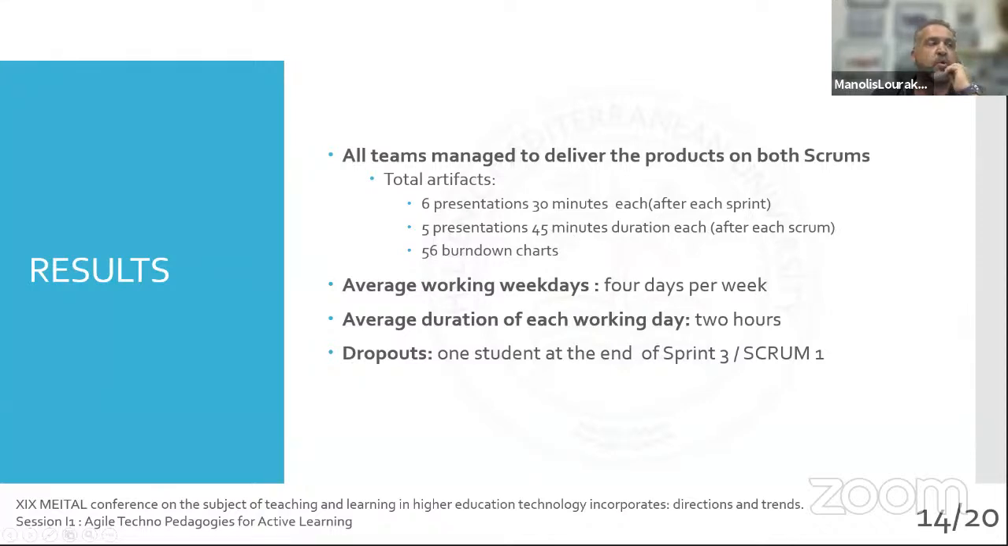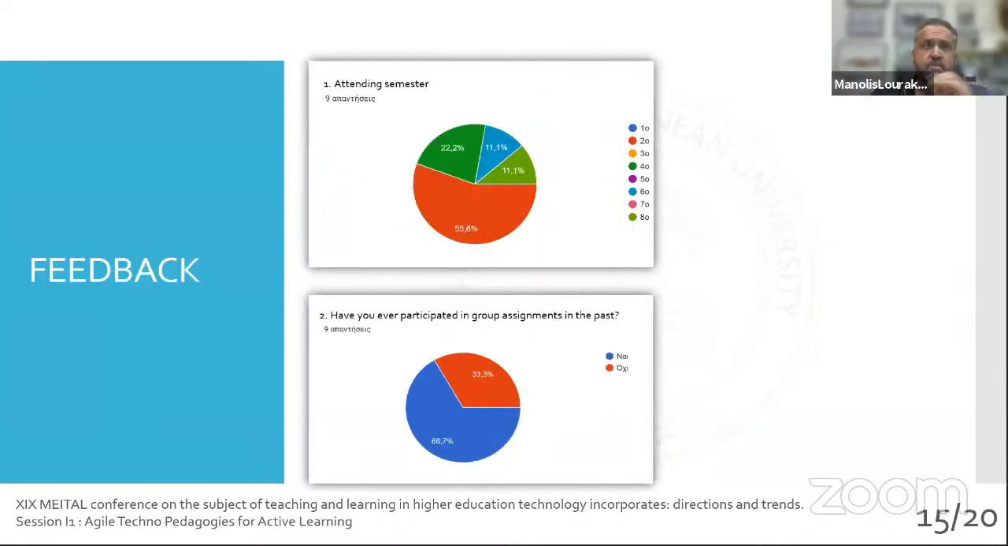Because we allowed the teams to work at their own pace, each team worked differently. The average was about 4 working days per week, with a duration of 2 hours per working day. We had only one dropout. One student couldn't handle the pressure, so he dropped out at the end of sprint 3 on the first Scrum.